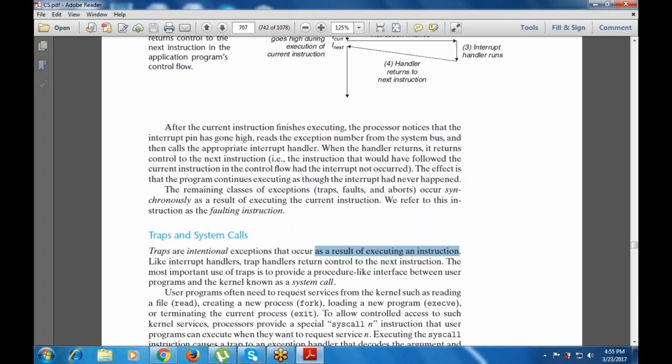Like an interrupt handler, a trap handler also returns control to the next instruction. The most important use of a trap is to provide a procedure-like interface between the user program and the kernel, known as a system call. User programs often need to request services from the kernel, such as reading a file, creating a new process, loading a new program, or terminating the current process, using calls like read, execve, and exit.